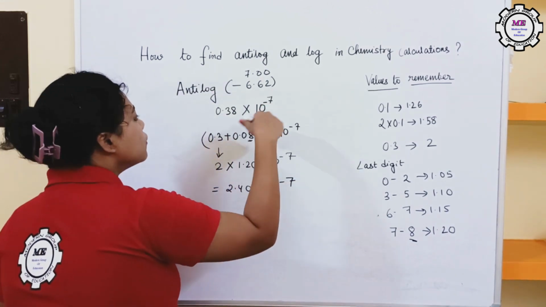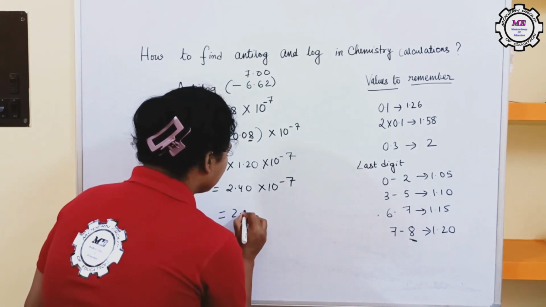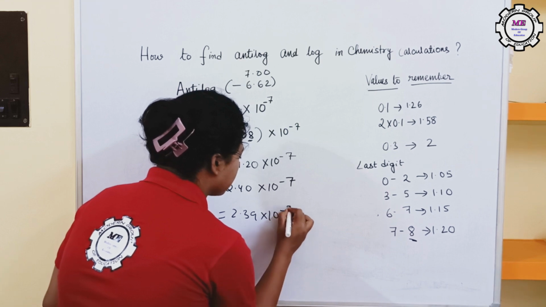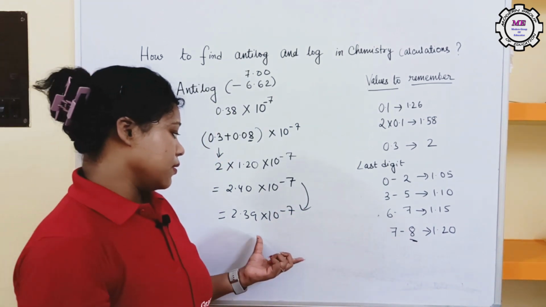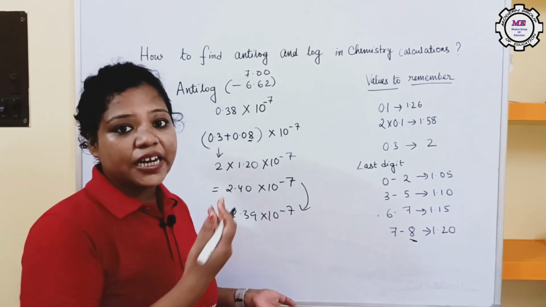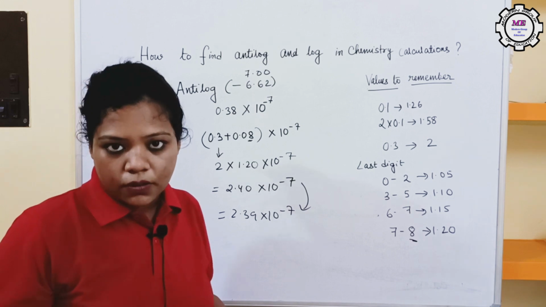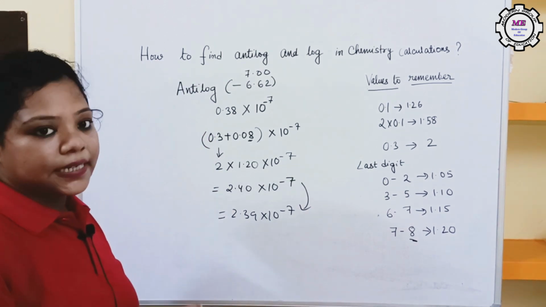And if you calculate this by calculator, your value will come 2.39 into 10 to the power minus 7. See the closeness of the values. It is pretty close, it is actually this value. So 2.39 and 2.40 is actually the same value approximately. I hope you have understood logarithm and antilogarithm.